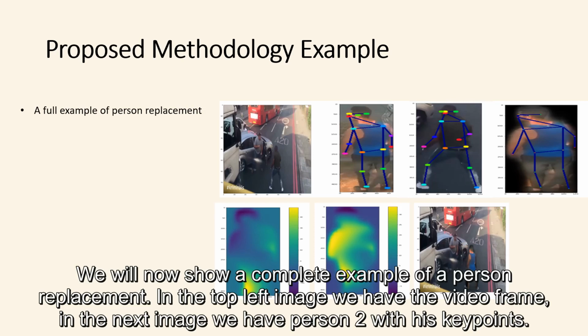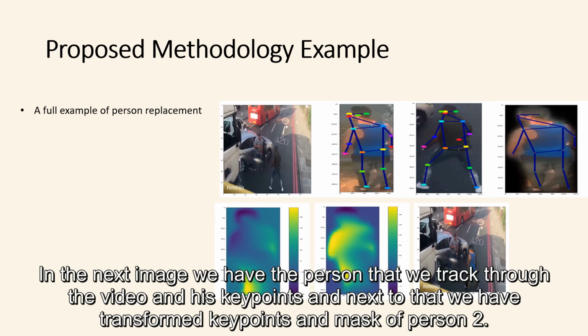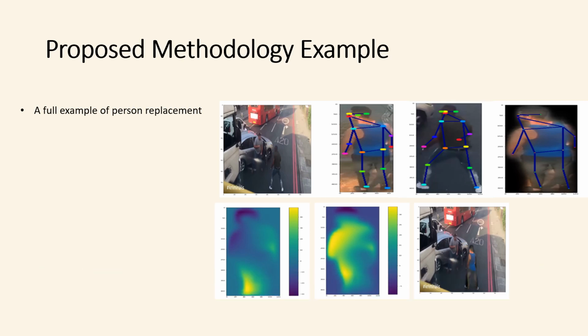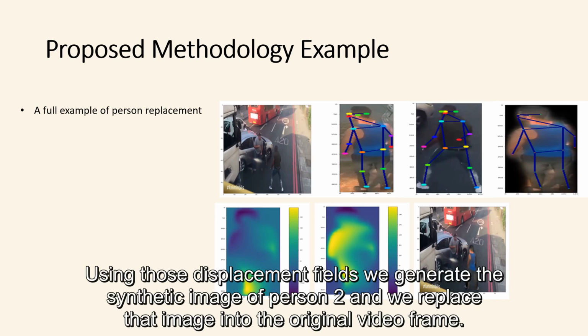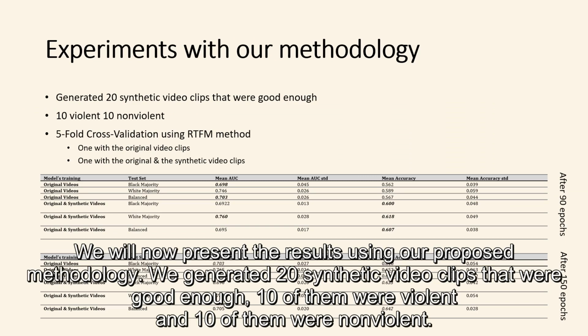We will now show a complete example of a person replacement. In the top left image, we have a video frame. In the next image, we have person 2 with his key points. In the next image, we have the person that we tracked throughout the video, person 1, with his corresponding key points. And next to that, we have the transformed key points and the mask of person 2. Using those displacement fields, we generate the synthetic new image of person 2, and we replace that image into the original video frame.